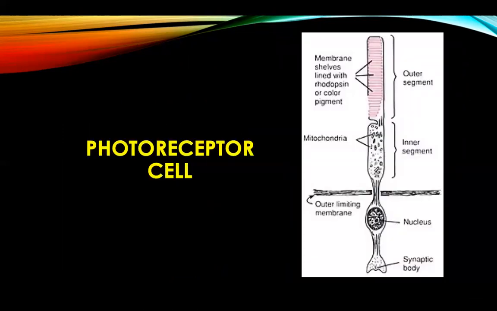How does phototransduction occur? First, let's understand the structure of the photoreceptor cell. The photoreceptor cell has an outer segment, an inner segment, a nucleus, and a synaptic body. This outer segment has the photopigment rhodopsin, and 40% of it is made of rhodopsin.